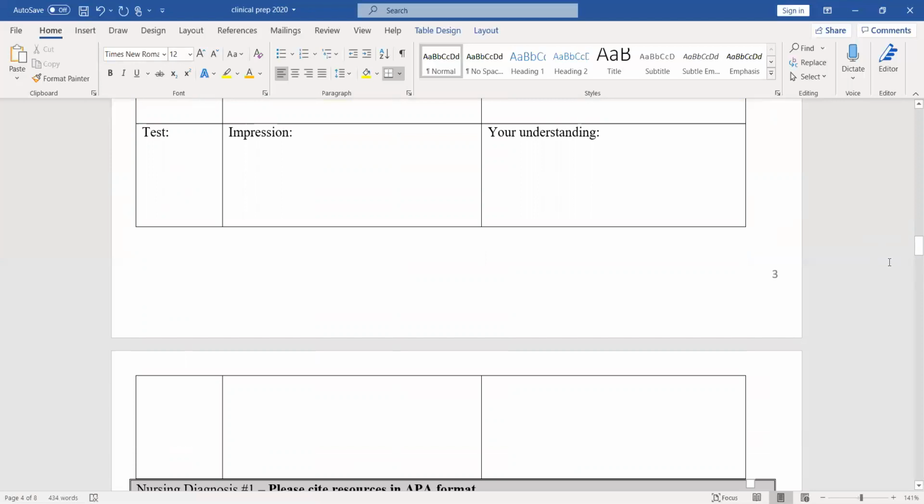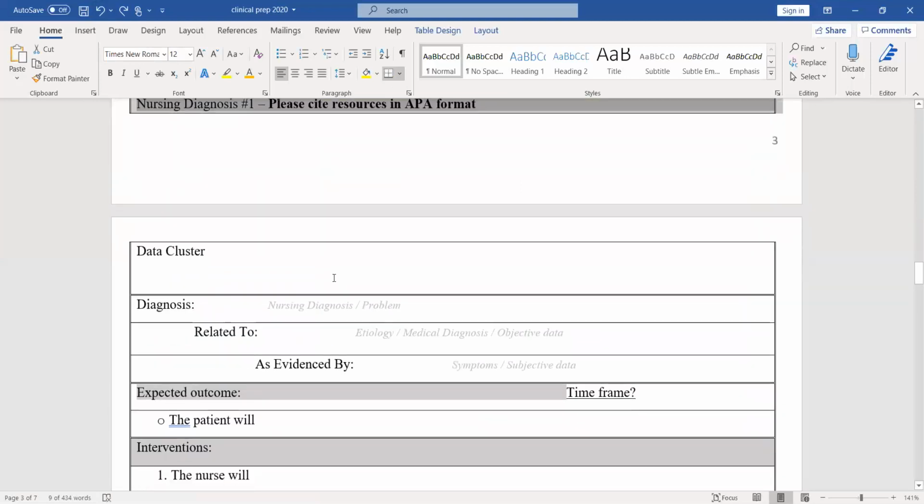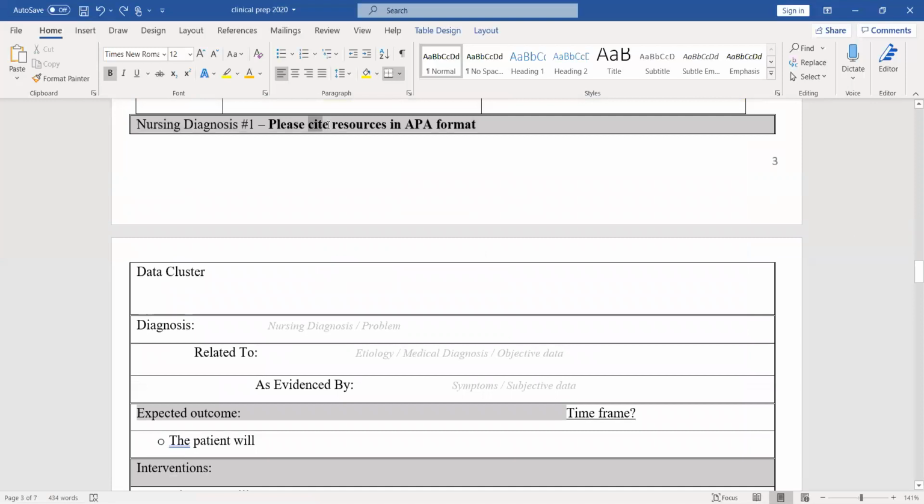So next page, we would see the nursing diagnosis. Please make sure that you guys are citing your resources. Your citation would be a parenthesis with the author's last name, the year, and the page number you found your nursing diagnosis from. We all know that nursing diagnoses are national, they are standardized, we use them everywhere.